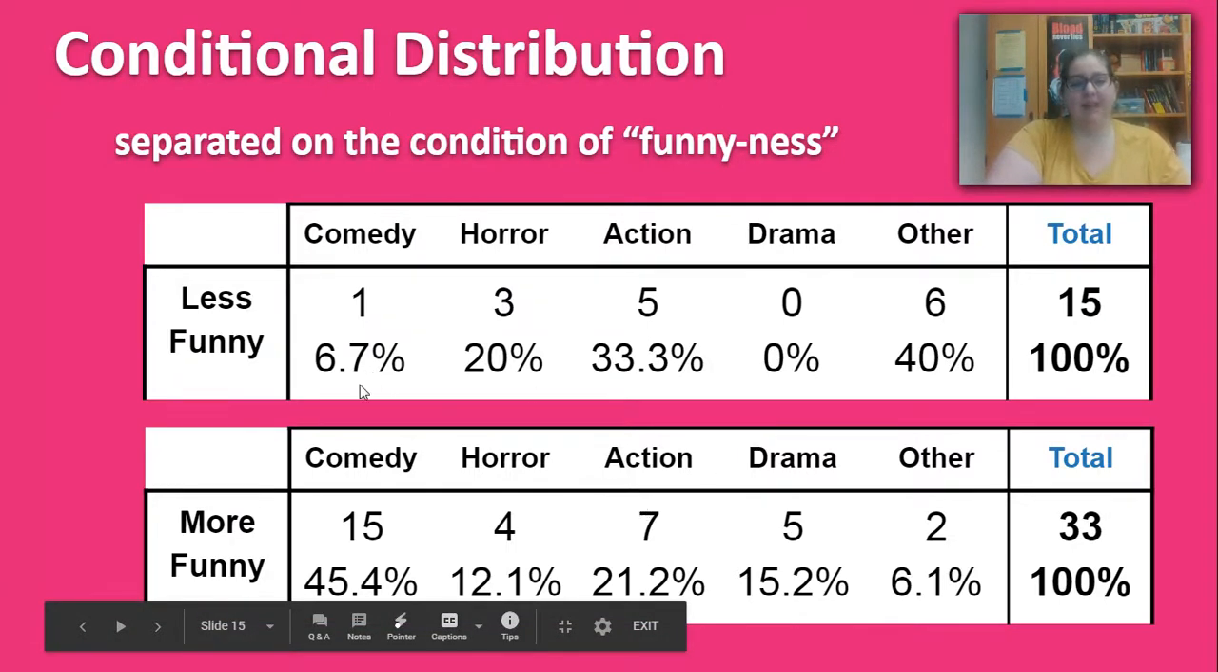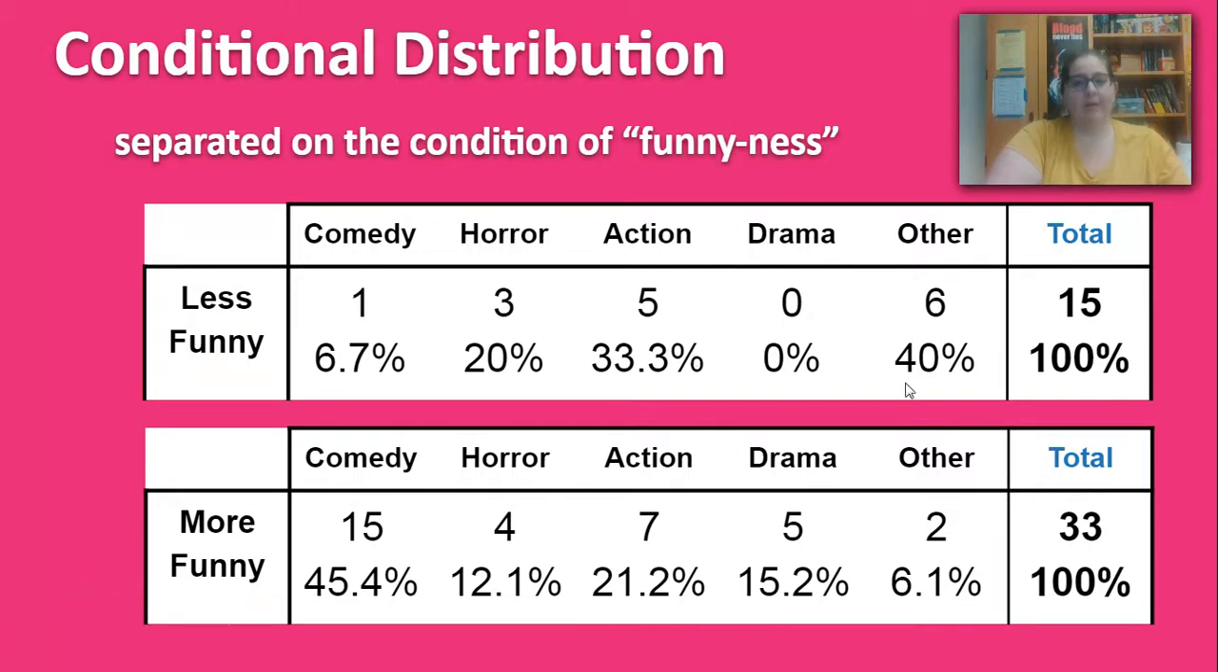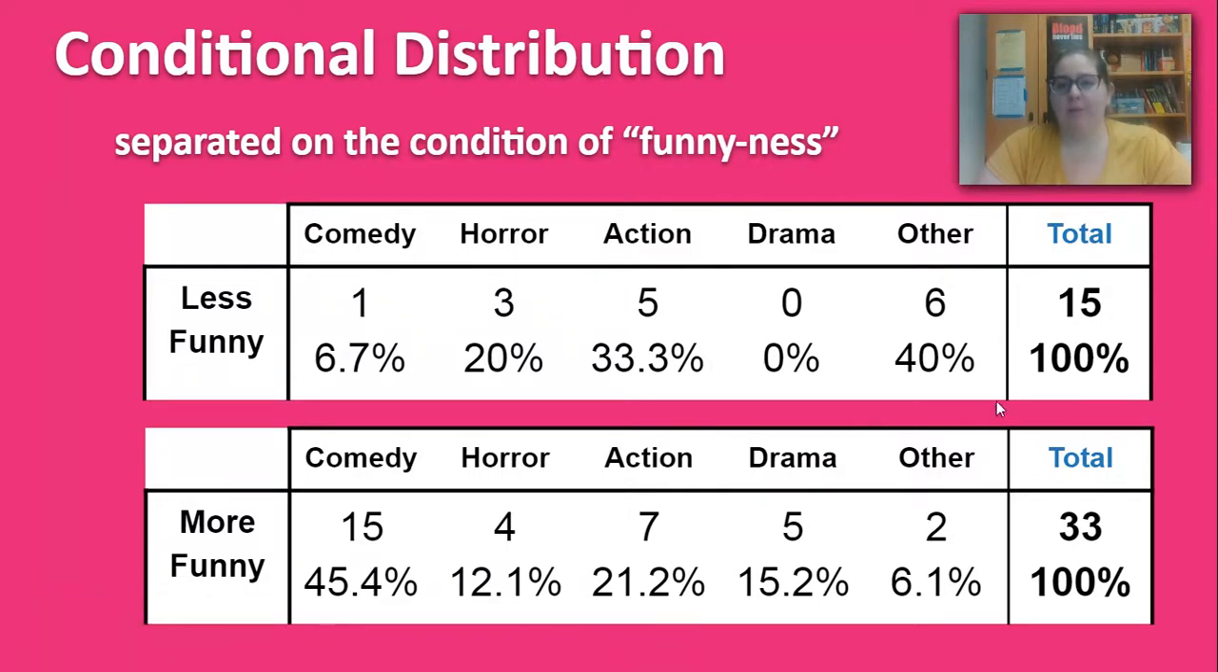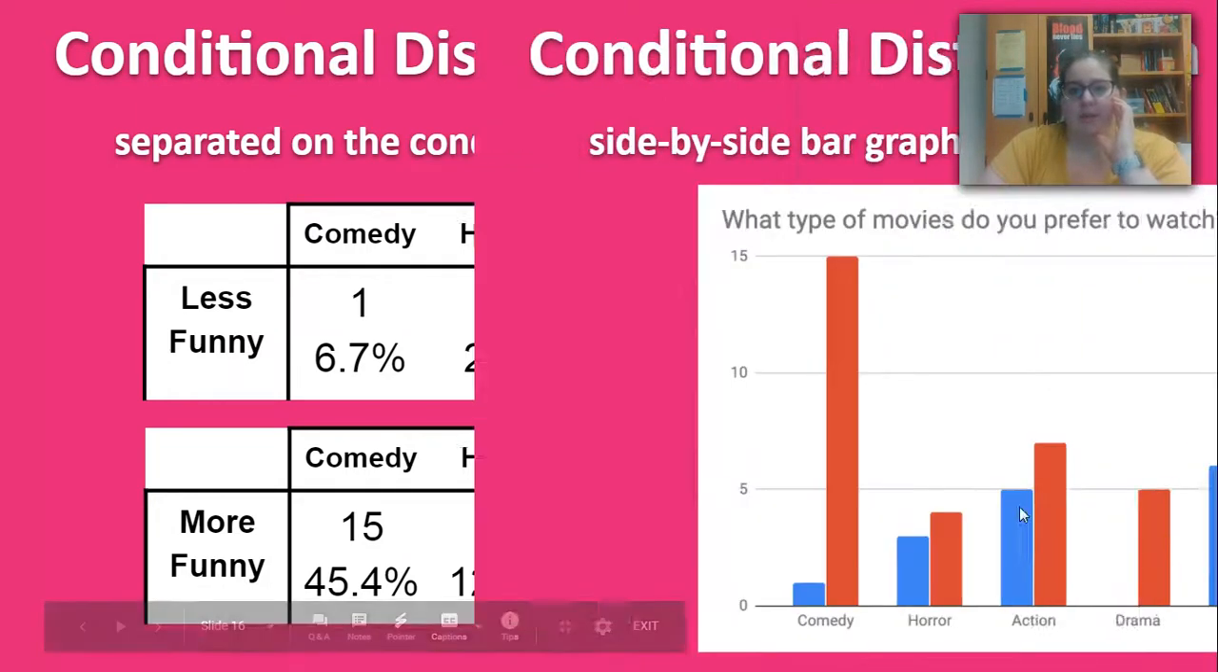I can see that less funny people are a whole lot more likely to say other compared to more funny people. Right? 40% of the less funny people said other, and then the more funny people, only 6.1% said other. More funny people were much more likely to say that they liked comedy the best. Imagine that. So 45.4% of the more funny people said they liked comedy versus only 6.7% of the less funny people. So we're able to compare really well in terms of percentages.